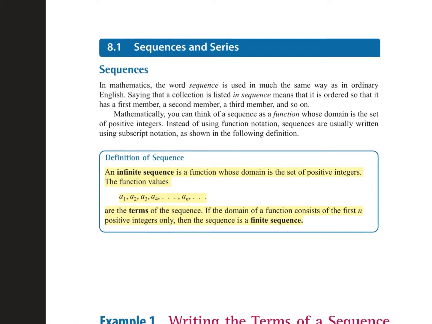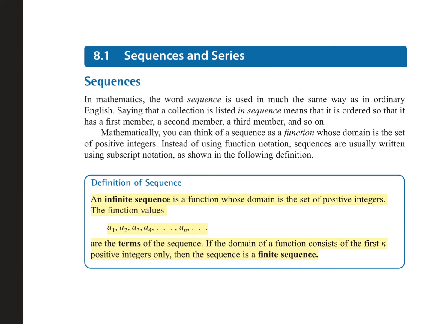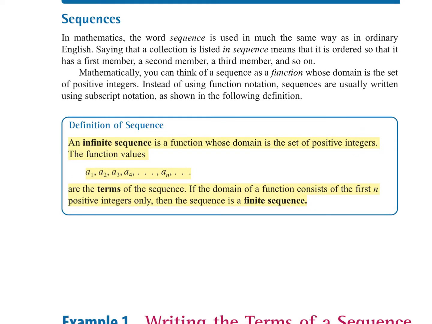So 8.1. Chapter 8 deals with sequences and series. There's two types of sequences and series that we're going to focus on: arithmetic and geometric, which you may remember from Algebra 2 or Geometry. But we're going to get into those more in detail in 8.2 and 8.3. So 8.1 is kind of just a broad sequences and series section.